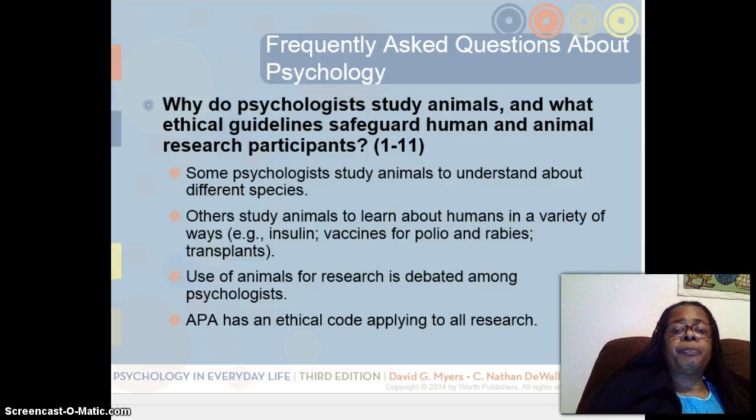participants. Now, the American Psychological Association, APA, does have guidelines that apply to animal research. The main point of those guidelines are that we do not cause unnecessary harm to animals.